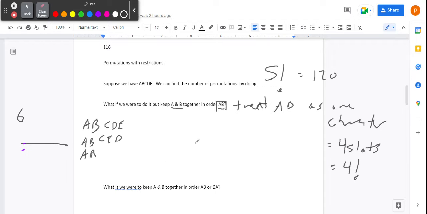So we have A, B, D, C, E. We have A, B, D, E, C. And we have A, B, E, C, D. And then we have A, B, E, D, C. However, we're going to treat it like 4 slots because A, B has to go together. And the other 3 slots are all going to be different. The other 3 slots can be whatever we want.